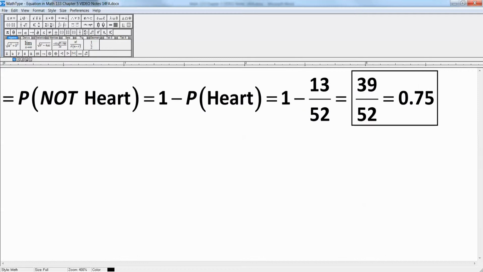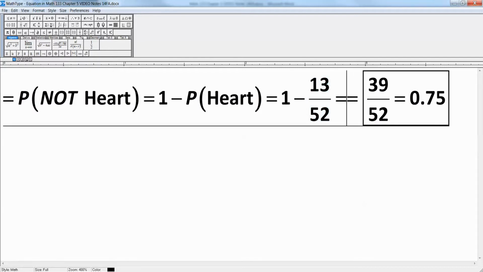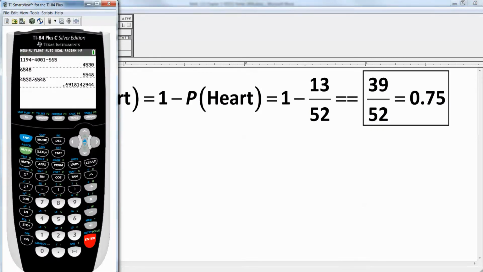That's 1 minus the probability of a heart, right? That would be 1 minus, now hearts, there's 13 hearts out of 52 in a deck. So that's 1 minus 13 out of 52. Now you might be wondering, where in the world am I getting 39 from? So let me show you.